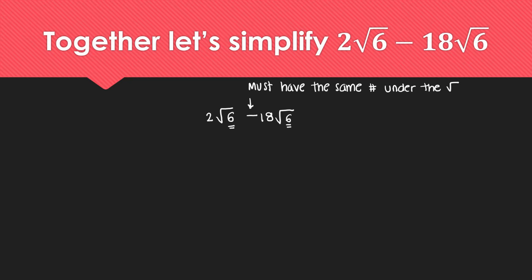So that means all I have to do in order to actually solve this problem is take the numbers that are out in front, which is the 2 and the 18. I'm going to subtract them. 2 minus 18 is going to give us a negative 16. And then I keep that same radical. So negative 16 root 6 would be my final answer. So as long as they have the same number under the square root, you just combine the numbers in front with whatever operation sign is in between, and then you keep that same radical.